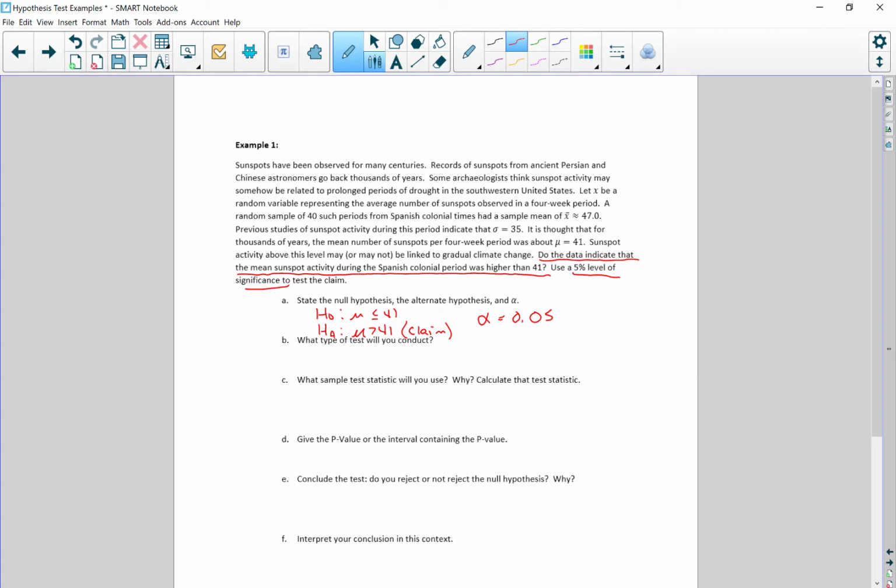Next, we're being asked to find the type of test we're going to conduct. So remember, type of test is always going to be one-tailed or two-tailed. So left-tailed, right-tailed, or two-tailed. To figure that out, remember, always look at your alternative hypothesis. So in this case, our alternative hypothesis is mu is greater than 41. Because it's greater than 41, that arrow is pointing to the right. So this is going to be a right-tailed test.